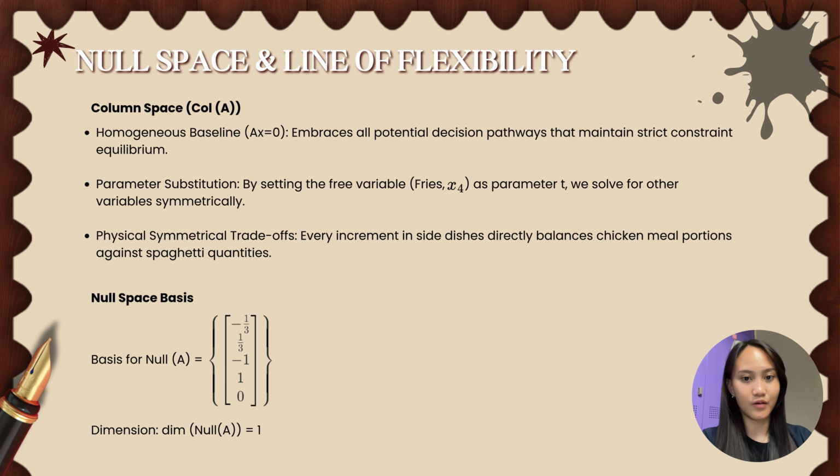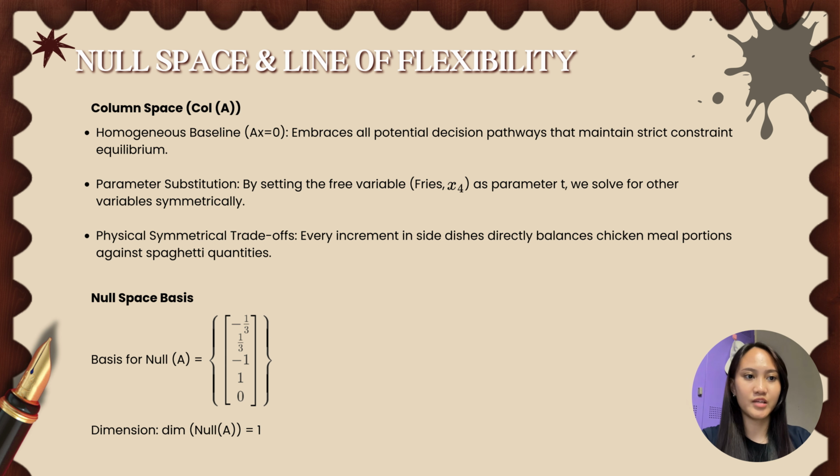Now that we know our system has a rank of 4, what happened to the remaining dimension? This brings us to the null space, our line of flexibility. While the previous spaces deal with fixed operational rules, the null space represents the homogeneous baseline where Ax equals 0. In real-world terms, it embraces all the potential decision pathways that allow us to maintain a strict constraint equilibrium.